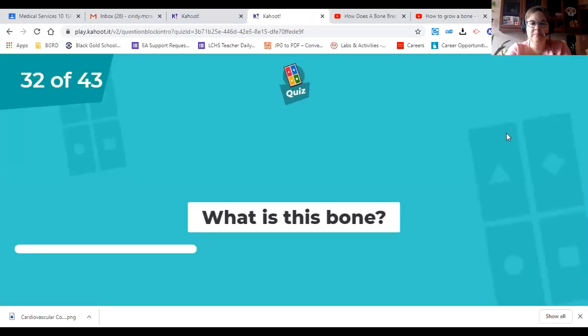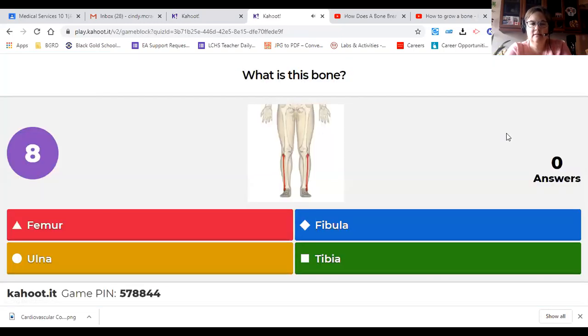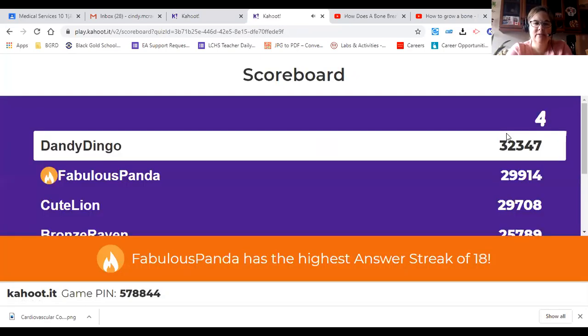Name that bone. This is the bone that I broke many, many years ago. The fibula. So that's the little bone. The tibia is the big bone in the lower leg. Okay, Dandy Dingo is still in 1st place here.